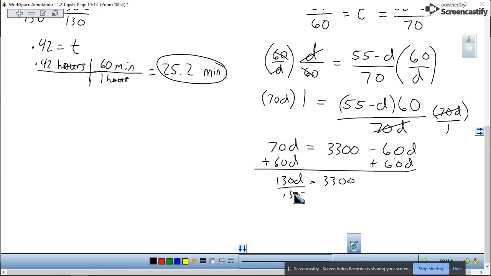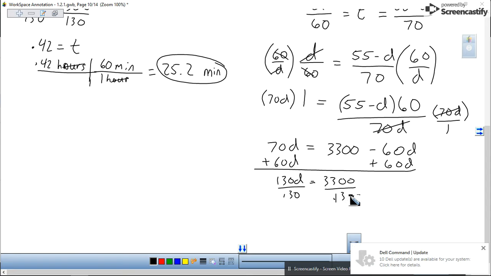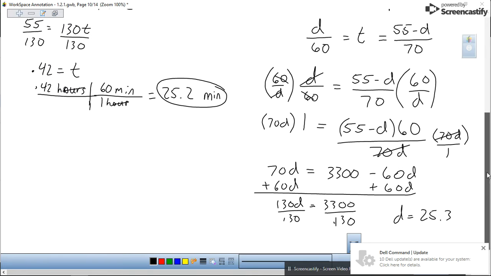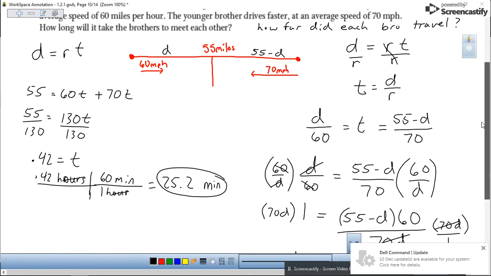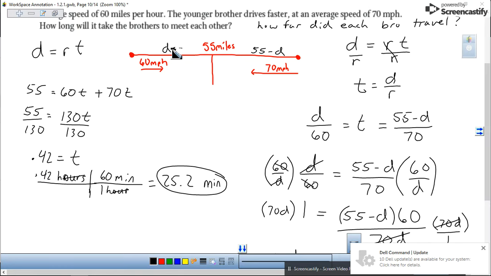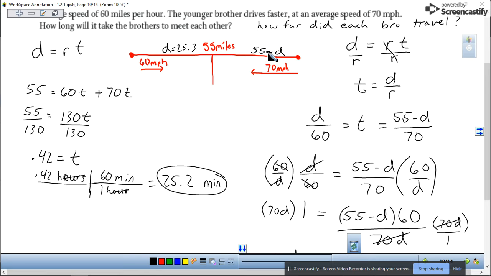Divide by the 130, and that's going to give me D equals 25.3. We're just going to leave it rounded at that. Now, again, that's D, the distance that the 60 mile per hour brother traveled. So he traveled 25.3 miles. Well, to figure out what the other brother traveled, we would do 55 minus the 25.3, which is going to be 29.7 miles.